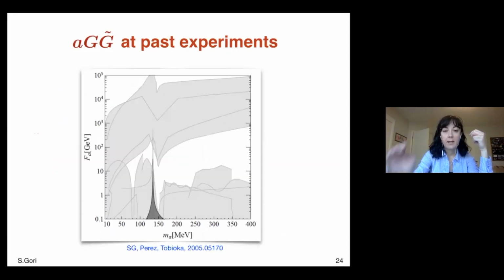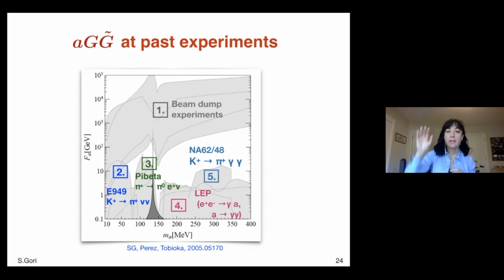So let's see what the past experiments' reach is on the parameter space of this ALP-G-G-tilde operator. The regions in gray are the regions already probed. Let's see what they are. At large decay constants, as we would expect, these are the regions of parameter space probed by beam dump experiments. There is a combination of proton beam dumps and electron beam dumps here.